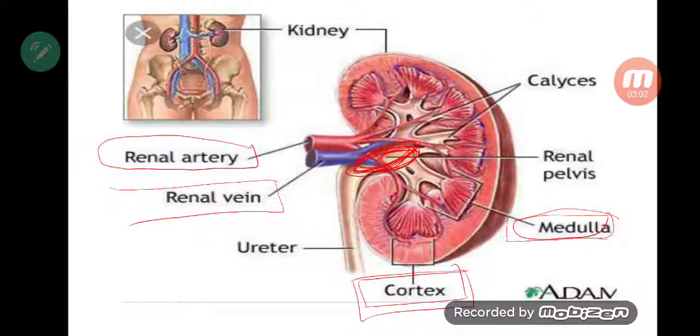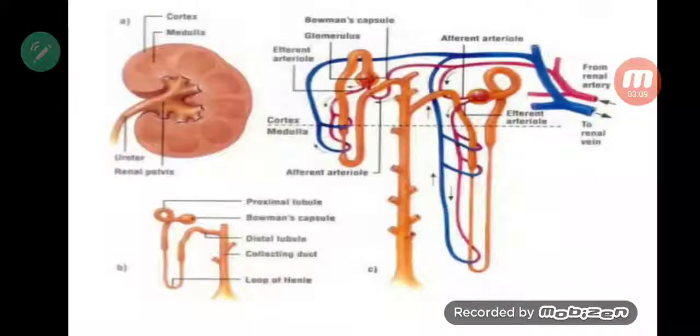The nephron is the functional unit of the kidney, which is located in the medulla. Here are some structures inside the kidney which filter the blood and excrete urine.